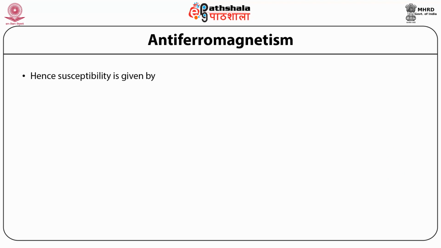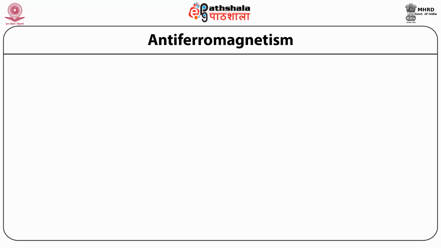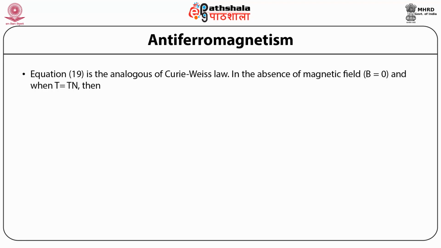Hence, susceptibility comes out to be μ_0 M over B, where if we put the value of M, it comes out to be 2N μ_J² over 3 k_B over T plus N μ_J² over 3 k_B into (alpha plus beta). It comes out to be susceptibility equal to C over T plus theta, where theta is the Néel temperature. And this equation 19 is analogous to the Curie-Weiss law.